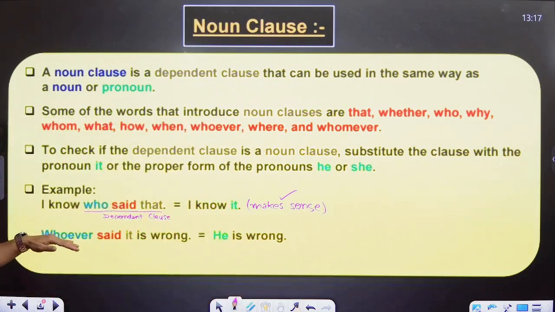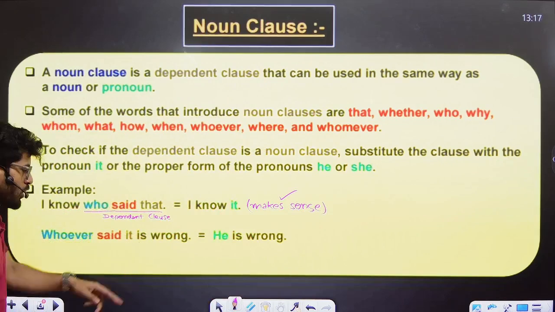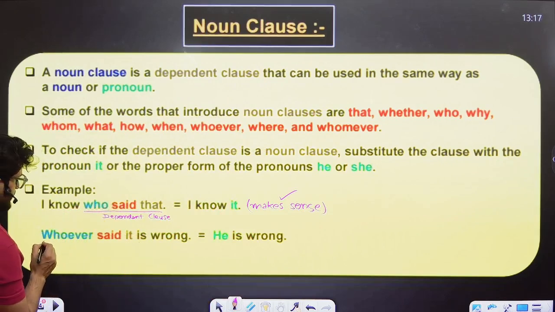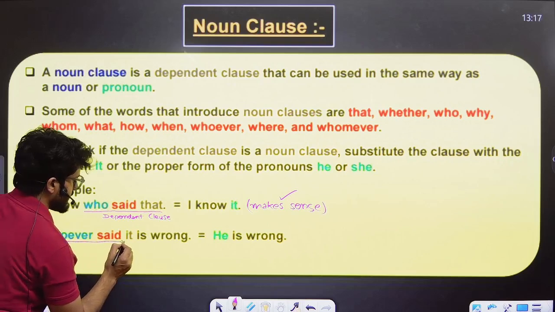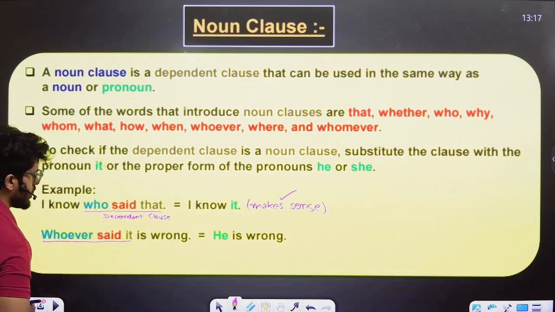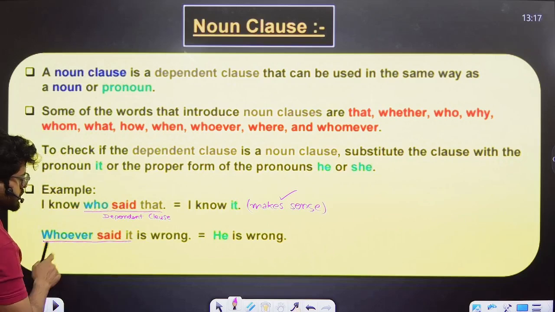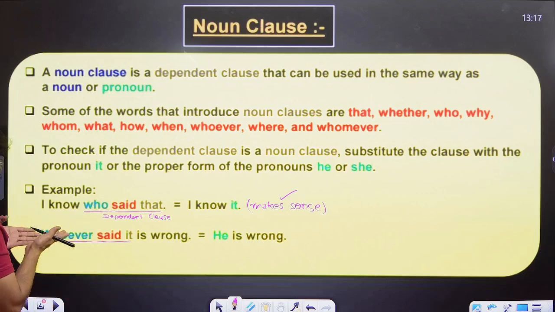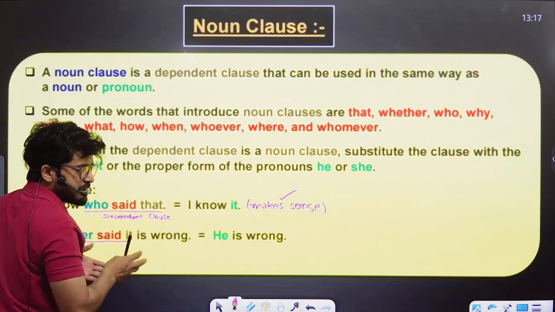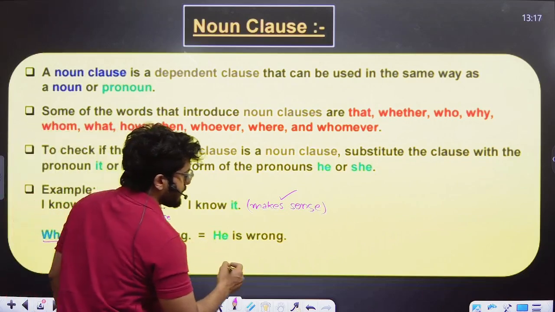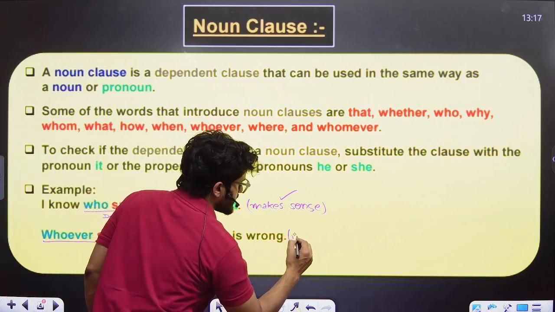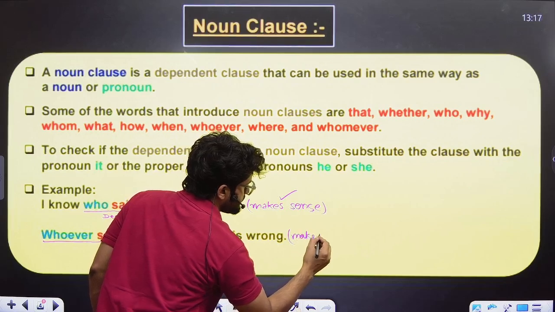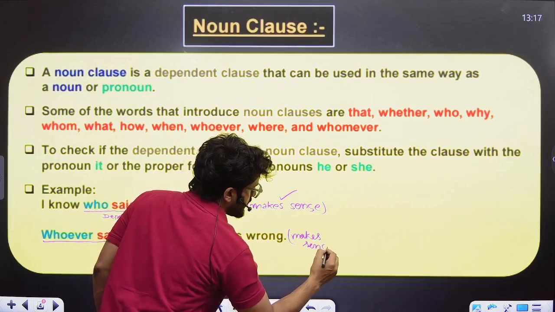Similarly, whoever said it is wrong. So what is the dependent clause? The dependent clause is whoever said it is wrong. Replace it with a pronoun like he, she, it. So he is wrong, she is wrong. So we are getting a complete sense. It is also making sense. Therefore, this is also a noun clause.